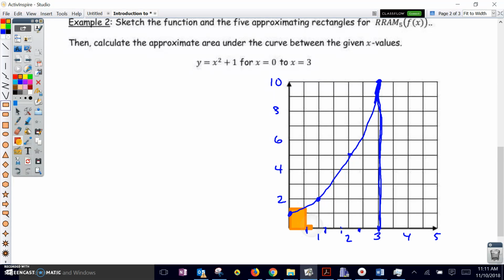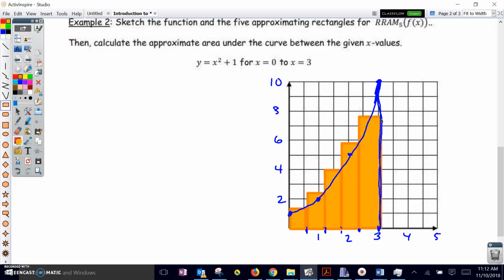So a little bit bigger of a rectangle, because now these rectangles are going up to the right endpoint. And till I'm done making all these rectangles, you'll see that in this case, for this curve, RRAM is going to over-approximate the area.